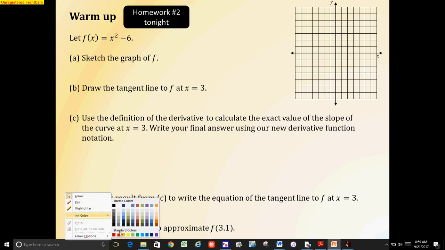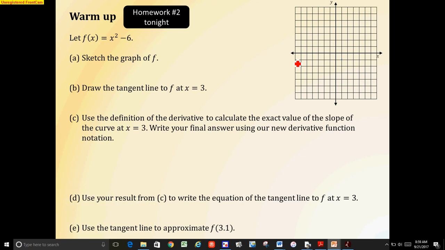So this warm-up asked you to draw a parabola. You're probably not going to get any calculus points on an assessment for drawing these things, but I want you to get used to it. Even if you draw just a rough sketch, it is important that you know this parabola has a minimum at (0, -6). It crosses the x-axis at exactly root 6 and negative root 6, so that's kind of around here.